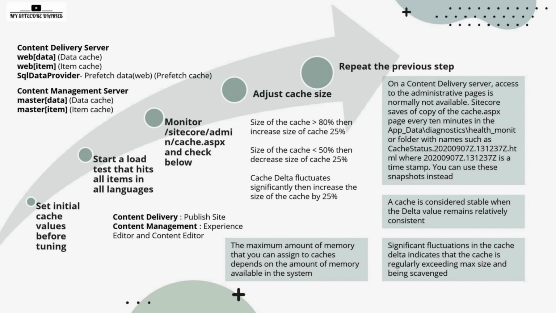The maximum amount of memory that you can assign to cache depends on the amount of memory available in the system. Initially we saw that you assign 100 MB cache for, say, data cache, but how much you can assign all depends on what kind of memory is available on the server. So you need to consider that also while assigning the cache size. These are the steps which you need to follow to tune your Sitecore cache.